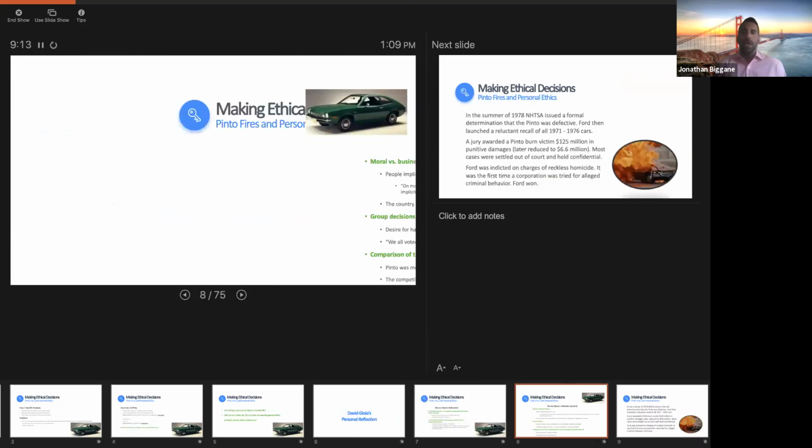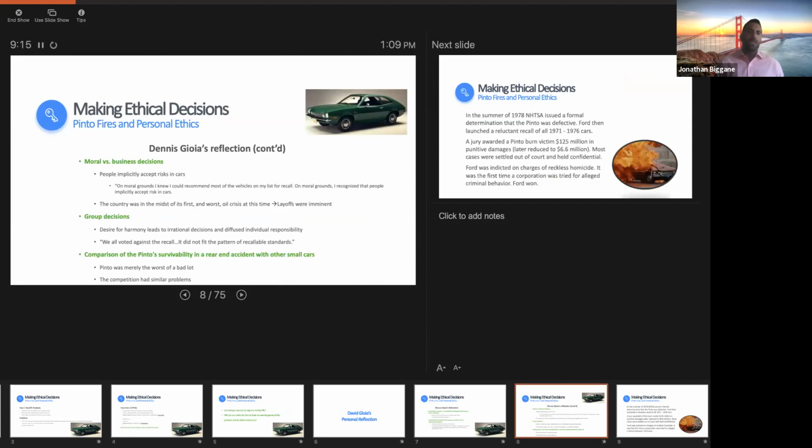So some other things he mentioned were moral versus business decisions, and that people implicitly accept risk when they drive small cars. And in reality, the Ford Pinto was just the worst of a bad lot, that small cars in general are inherently risky. And so on moral grounds, he said, I knew I could recommend most of the vehicles on my list for recall. On moral grounds, I recognize that people implicitly accept risk in cars. So this is a time when there were a lot of layoffs happening.